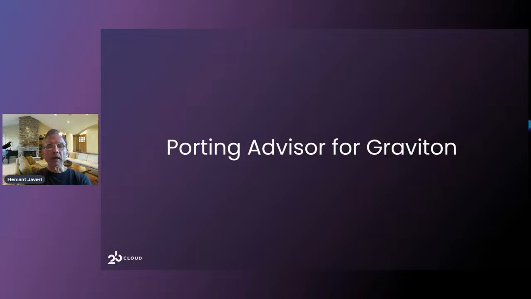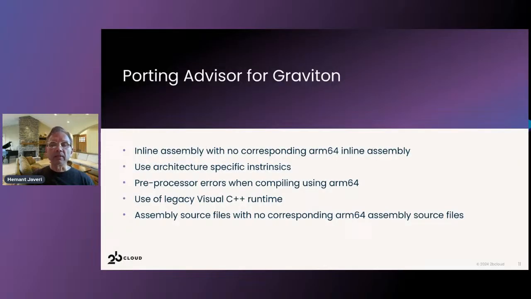If you're wondering, okay, I know how to do this, but is there anything I can use as guidance? Will my application work on Graviton or not? The good news is that AWS has a tool called Porting Advisor. You can run this tool and figure out if your application is compatible with Graviton, or what issues you will face when using the Graviton processor. That tool is the Porting Advisor.